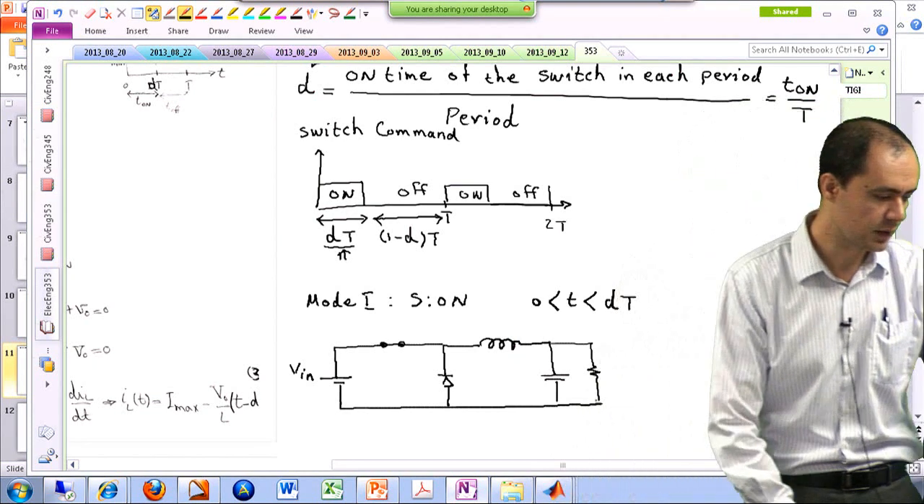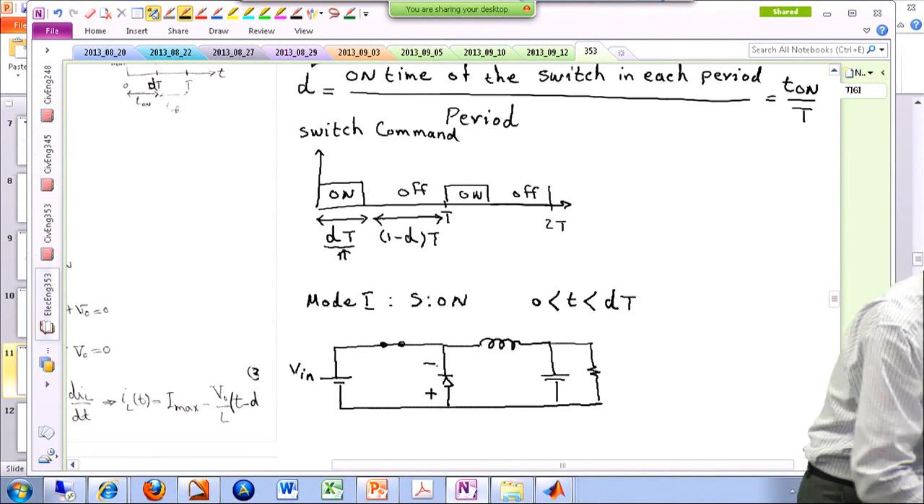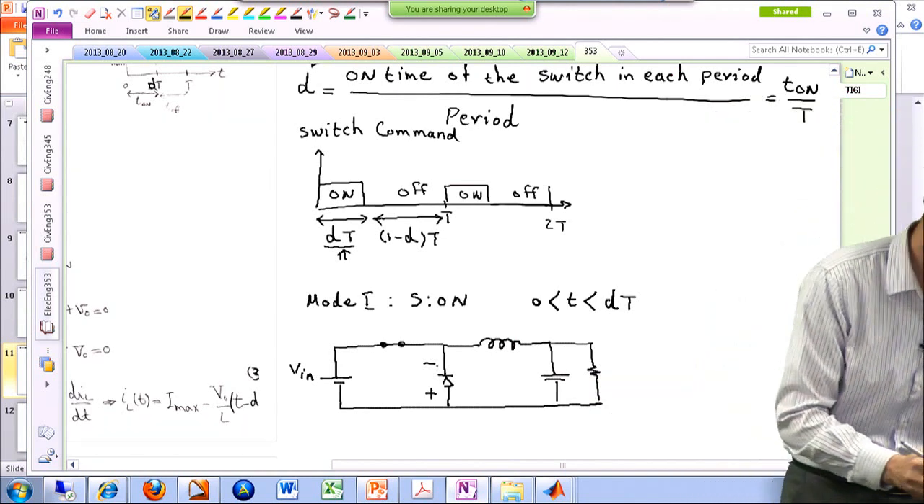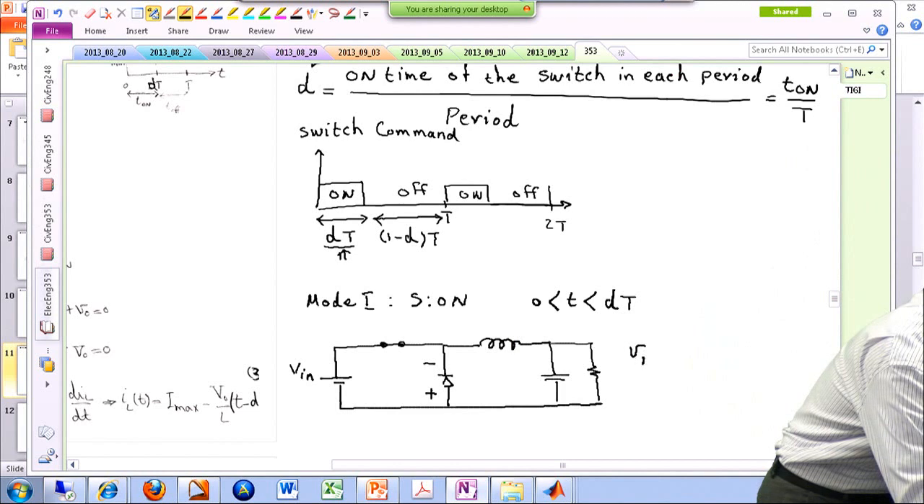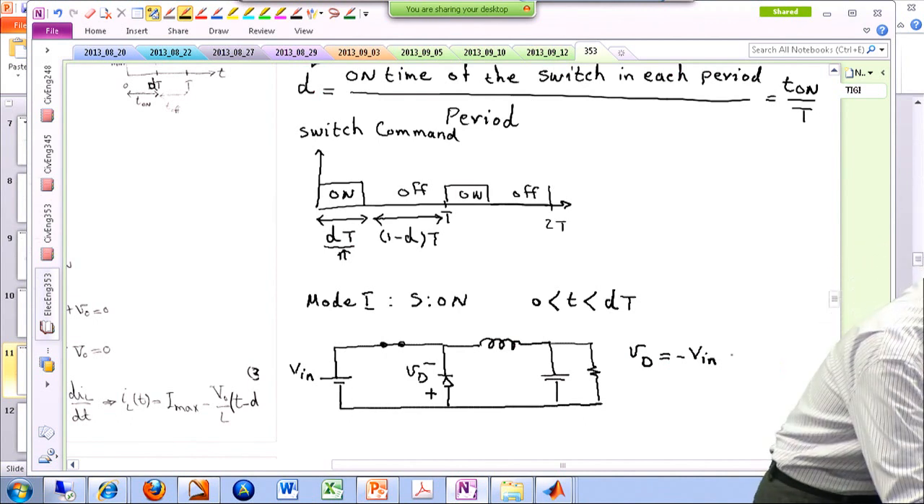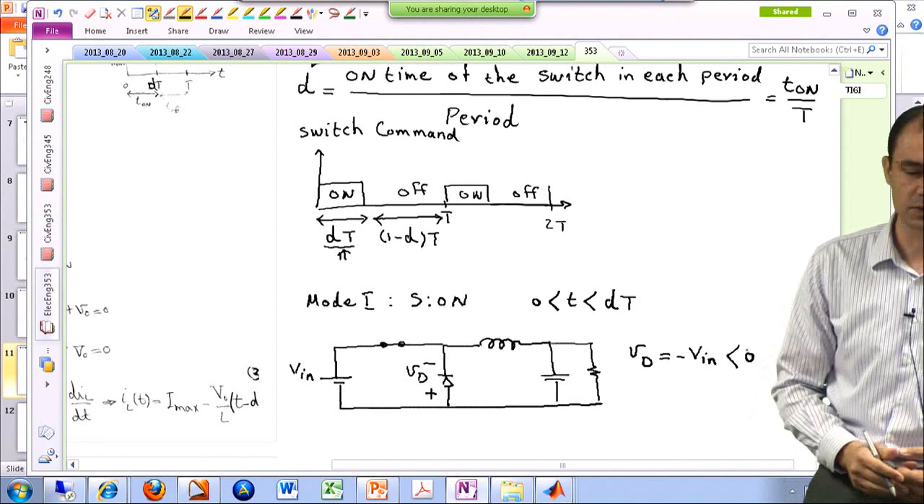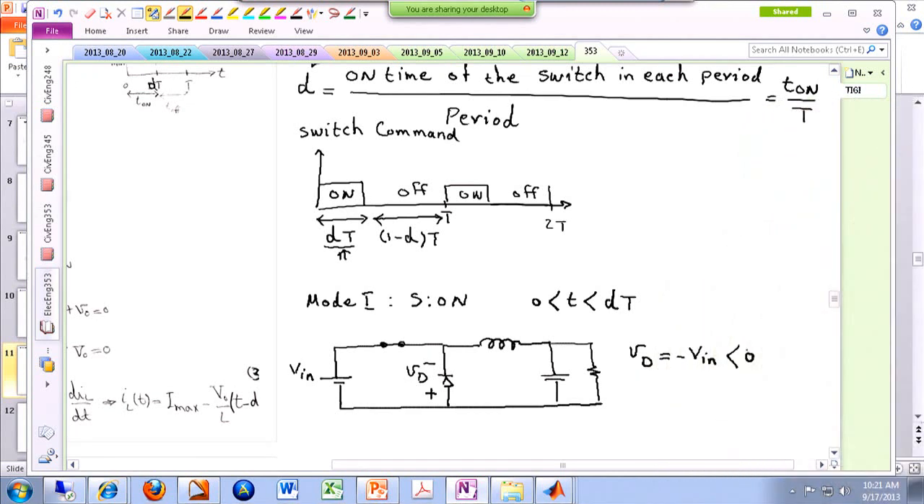So if you look, you're going to realize that from anode to cathode of the diode, we are applying a negative voltage, meaning that the diode is off. So if you look at the voltage drop across the diode, it is negative Vin. And assuming that my input voltage is positive, which is the case, then the voltage that appears across the terminals of the diode is negative. So the diode is reverse biased, the diode is off. A diode that is off looks more like an open circuit technically, so I can actually replace it with an open circuit. All right, something like this. So the diode is not in the picture at all.